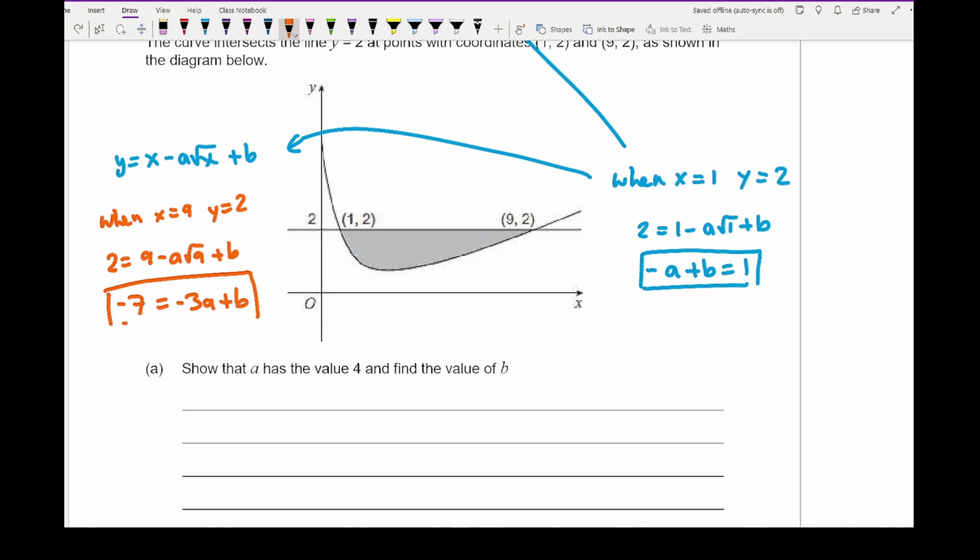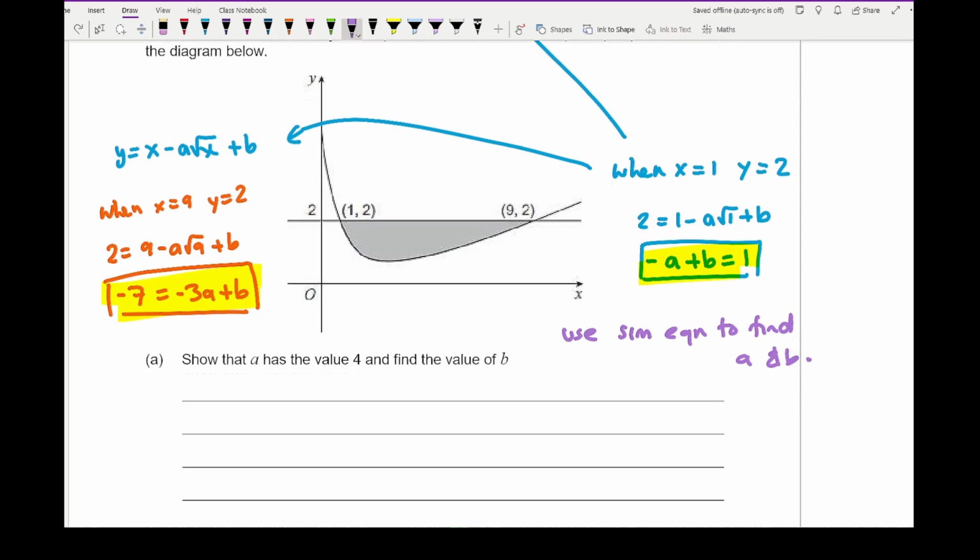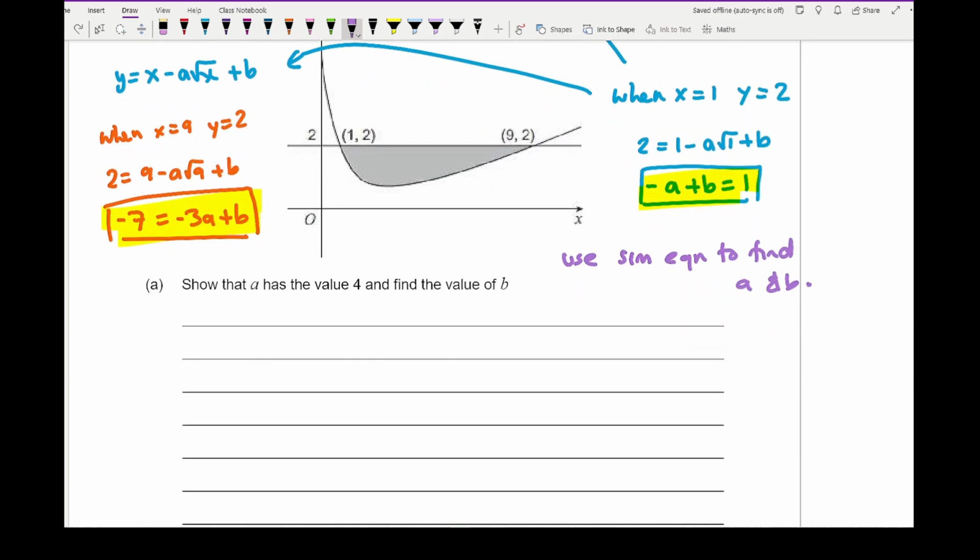Now from this, I want to use simultaneous equations to find a and b. Obviously, do not write this in your test. You'll be working this out, and you can use your calculator for this, in which what you should end up with is a equals 4 and b equals 5. And there we go, we've shown that a equals 4 and we've found the value of b.